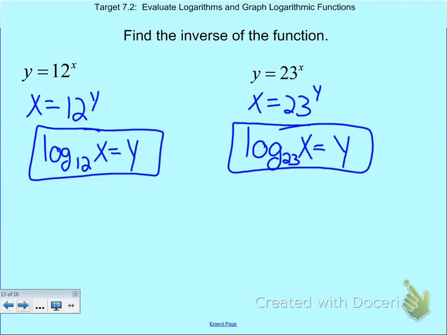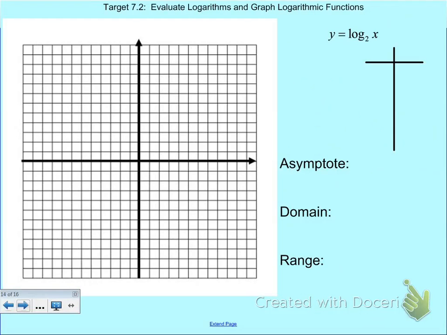Okay, we're going to end off with 2 graphing problems. So we're going to start off with the basic one. Y equals log base 2 of x. Give it a try. Remember with these, we do these a little funky. See if you can remember and then come back to check to see if you did.